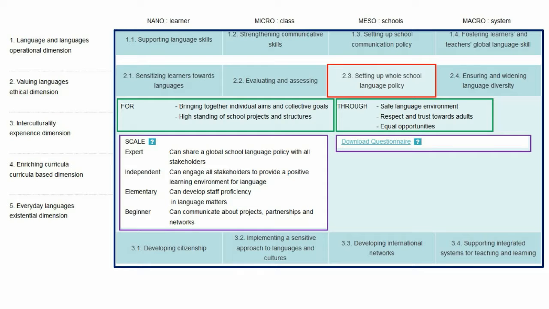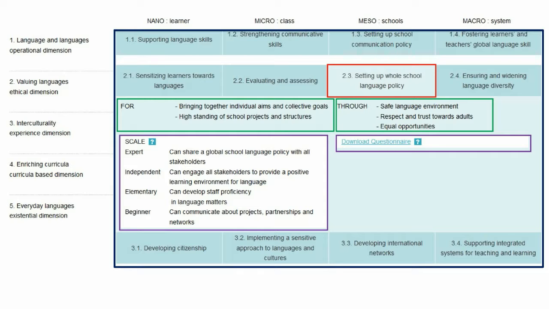Your school would like to realize synergies between learning, teaching, training, and communication methods, and would like to focus on setting up a whole school language policy. So you have to match the second dimension, valuing languages, with the meso level of the matrix. And you have to look at box 2.3.